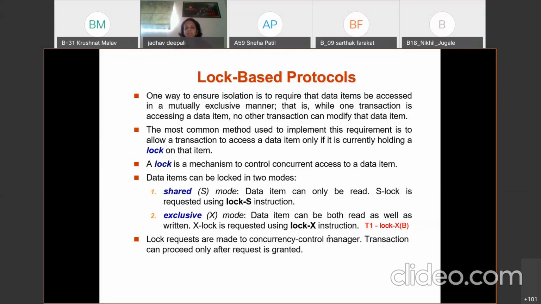Now, when we consider concurrency control, we need to preserve the isolation. Means while one transaction is updating a data item, another transaction cannot use that data item.